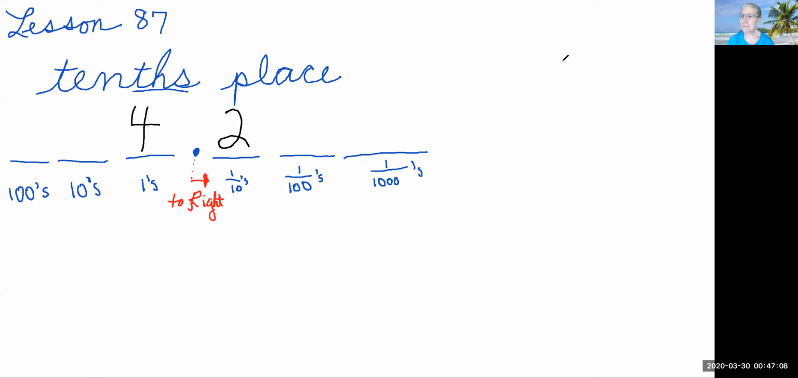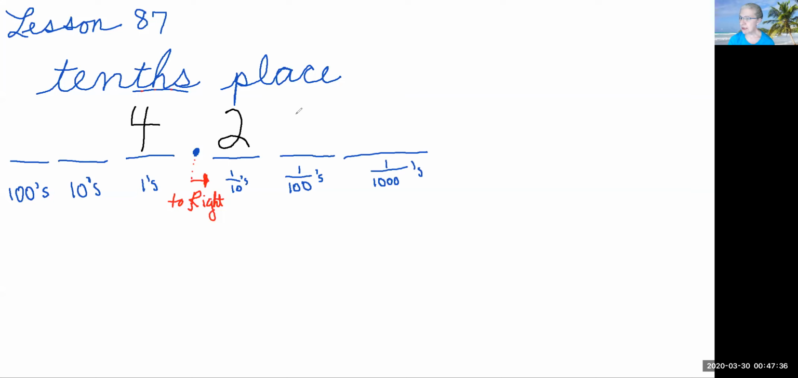Anyway, we're going to do math today, lesson 87, and first we're going to do the flashcard for today. The flashcard word for today is tenths place. Okay, tenths place, not tens, tenths place, with a THS at the end.